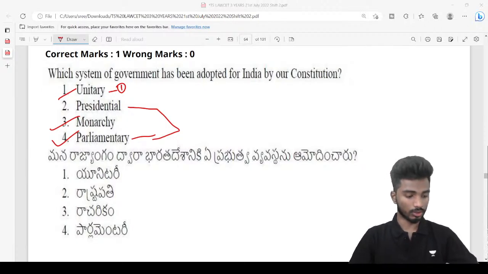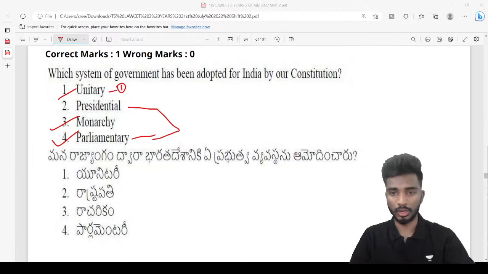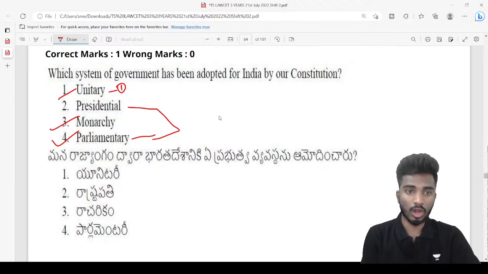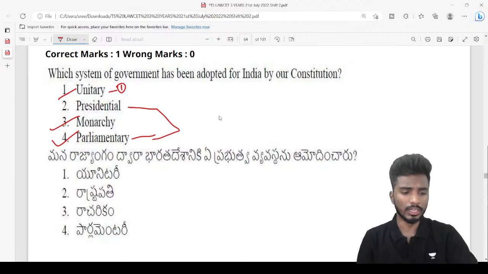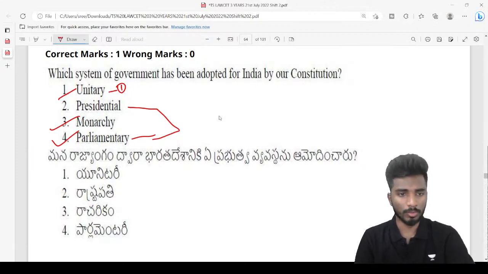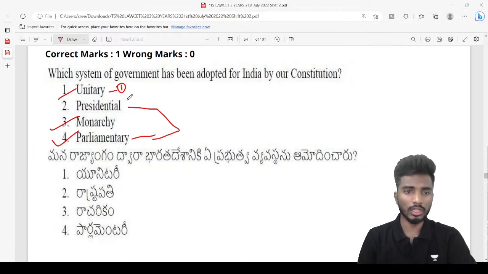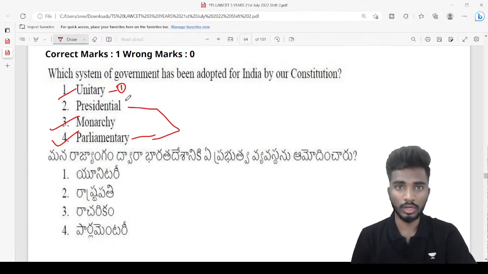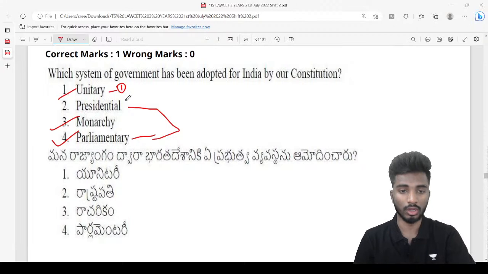Very good, Aishwarya, you are a little close to it, right? So in parliamentary form of government, there is a concept of leaders being elected by the people. No, Alpha, see, in presidential form of government also, all the representatives in Congress, that is the House of Representatives and the Senate, are elected members, right?